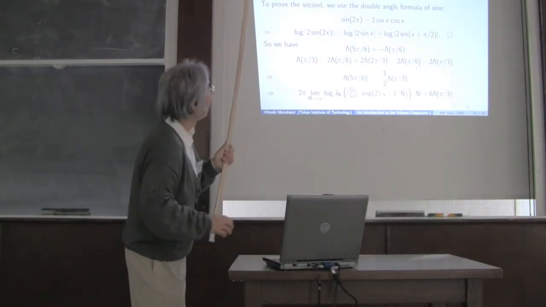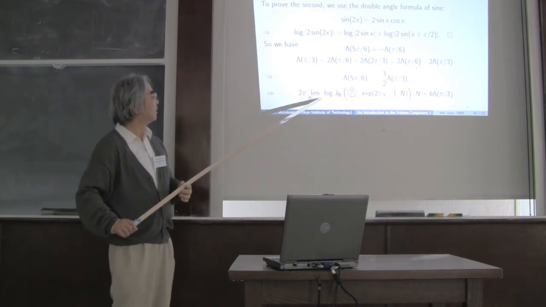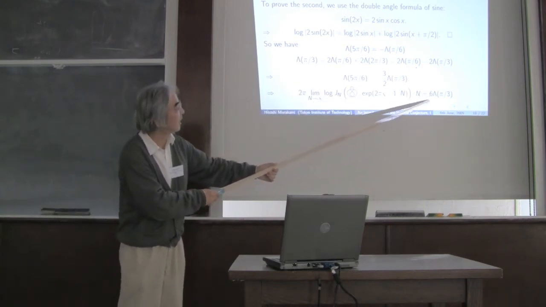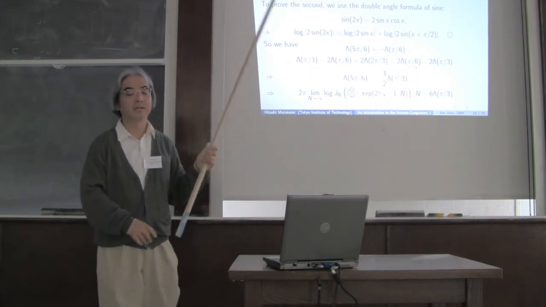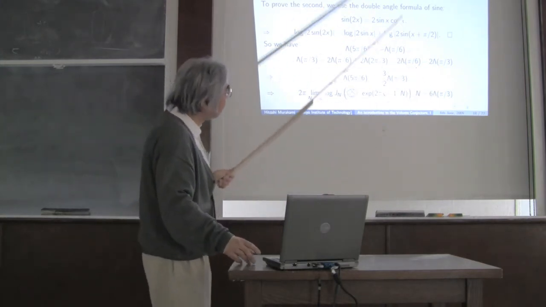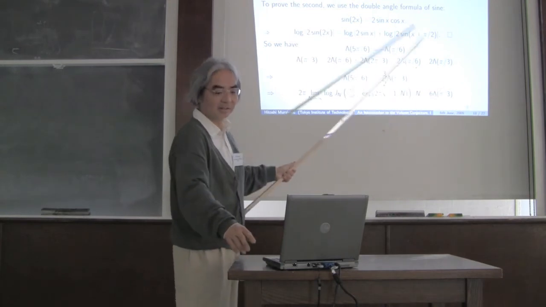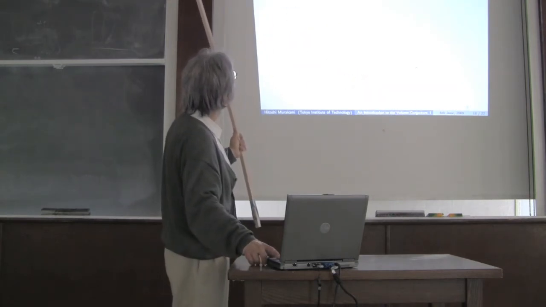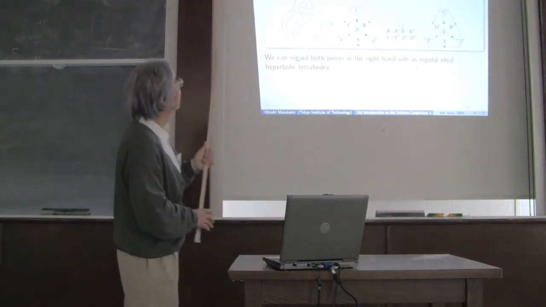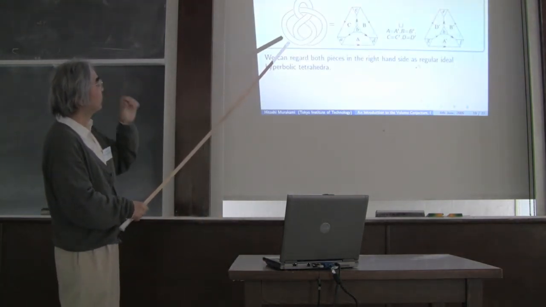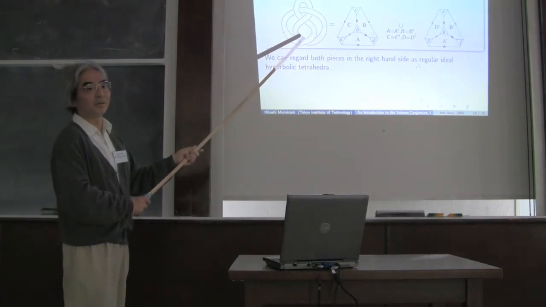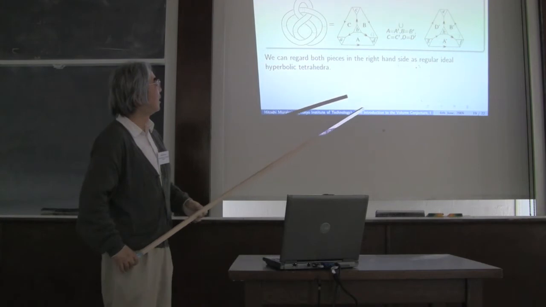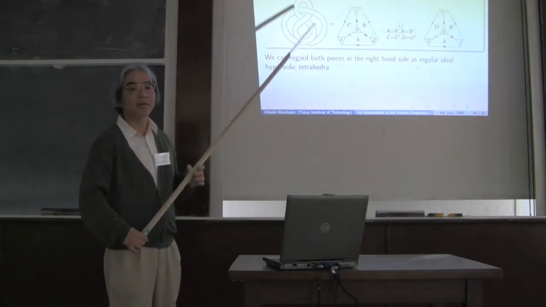Now, we get 2 pi of log of the Jones polynomial over n is 6 times lambda of pi over 3. Then, what is this? We need some hyperbolic geometry. First, note that it is well known that the figure eight knot complement can be decomposed into two regular ideal hyperbolic tetrahedra.